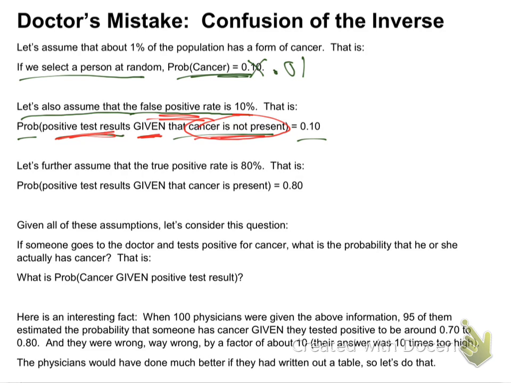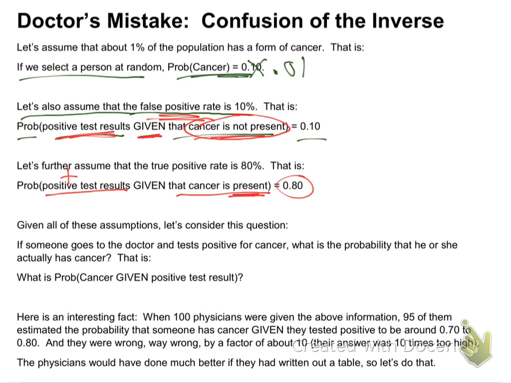Let's further assume that the true positive rate is 80%. So that means you'll get a positive test result given that you really do have cancer. If you go in there and you've got cancer, the test will tell you positive, yes, you really have it, which it should tell you, right? Only 80% of the time. That means 20% of the time it doesn't say that.